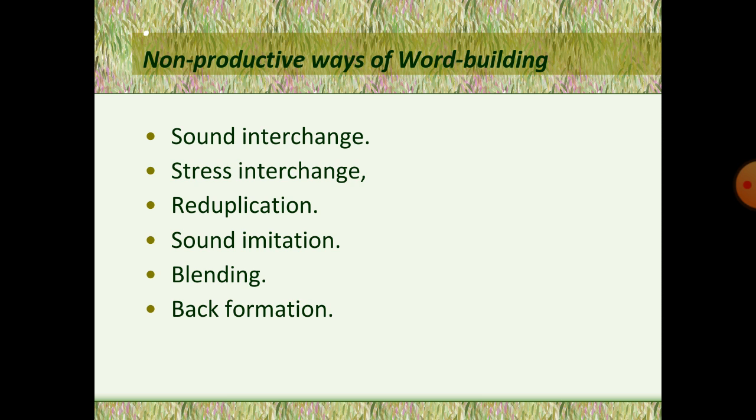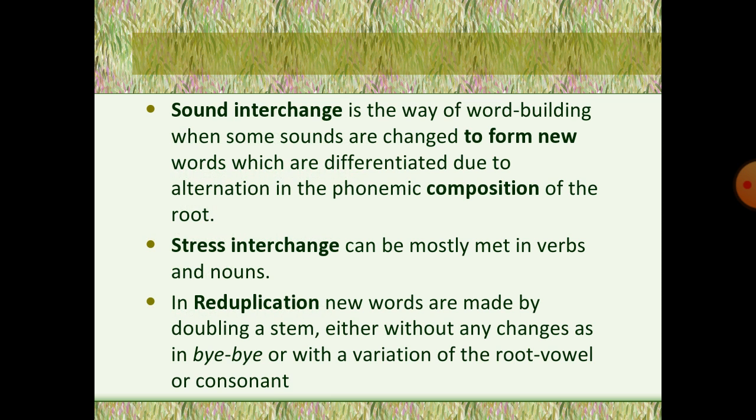Non-productive ways of word building: sound interchange, stress interchange, reduplication, sound imitation, blending, backformation. Sound interchange is the way of word building when some sounds are changed to form new words which are differentiated due to alternation in the phonemic composition of the root. Stress interchange can be mostly met in verbs and nouns. And in reduplication, new words are made by doubling a stem, either without any changes as in bye-bye or with a variation of the root vowel or consonant.